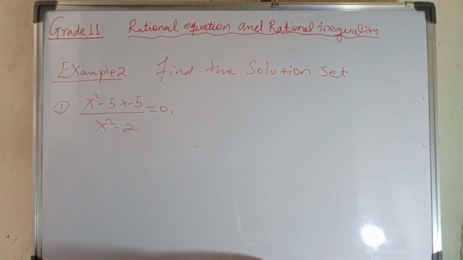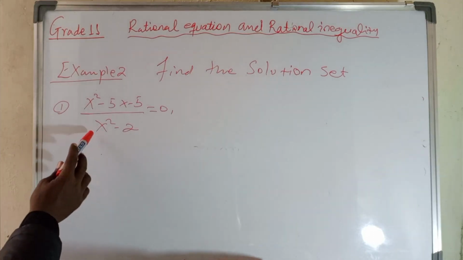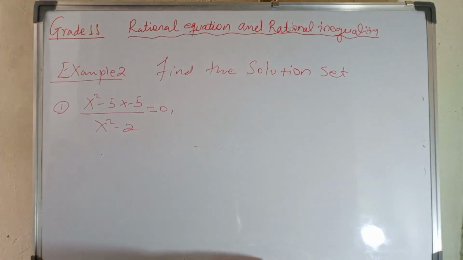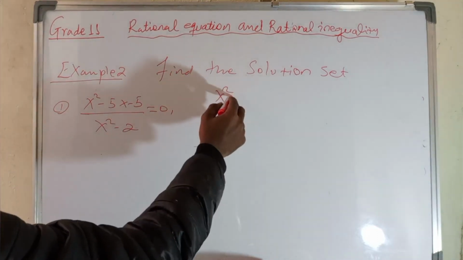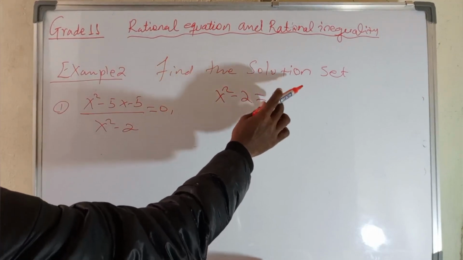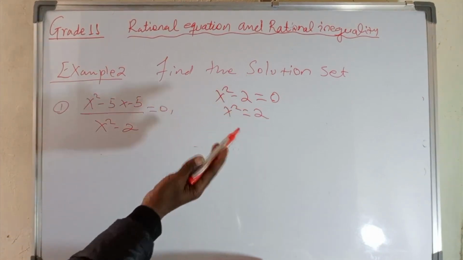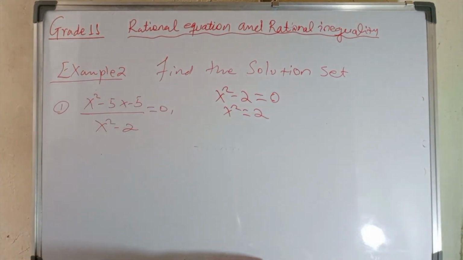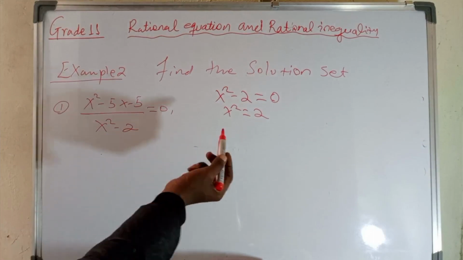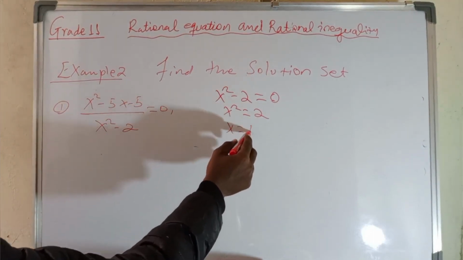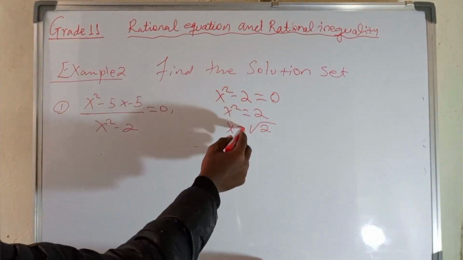First, what do we do? We find the value of x that makes the denominator equal 0. So x squared minus 2 is equal to 0, so x squared is equal to 2. How can we find the value of x? X is equal to plus or minus the square root of 2.